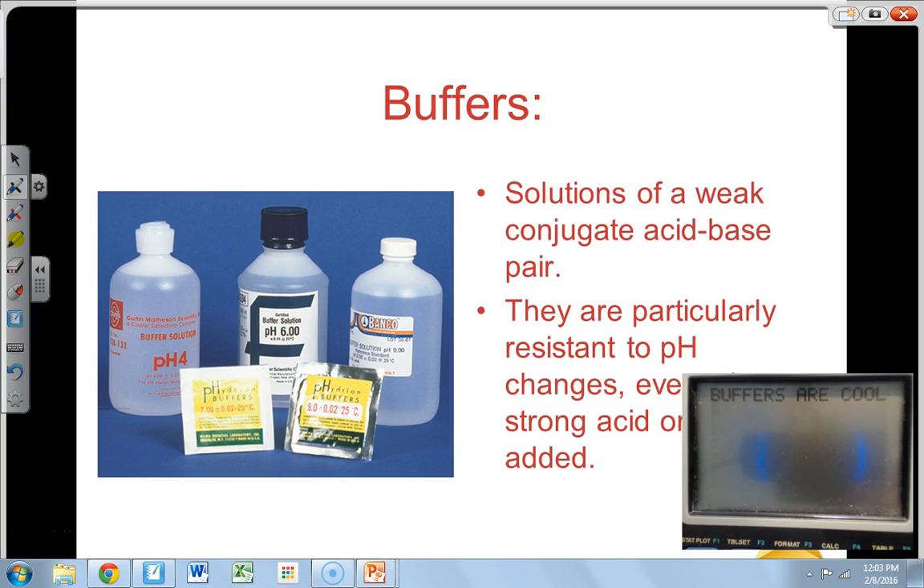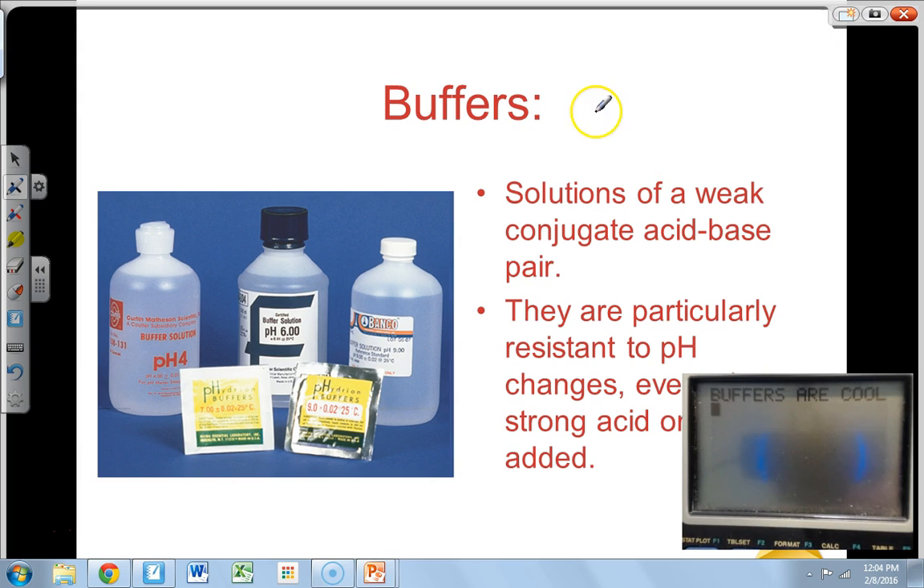Hey everybody, by the end of this video you'll be able to define what a buffer is and then be able to do some calculations pertaining to buffers and even use the Henderson-Hasselbalch Equation to calculate Ka or pH.